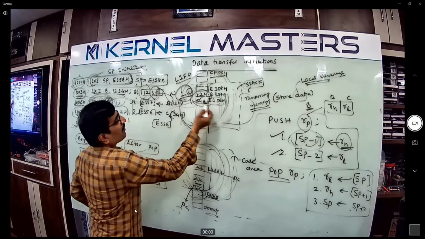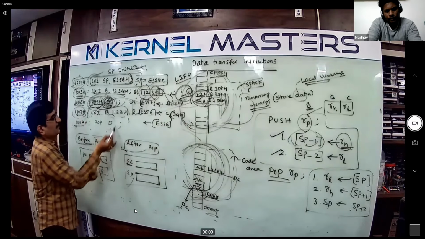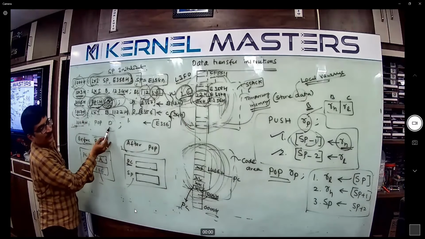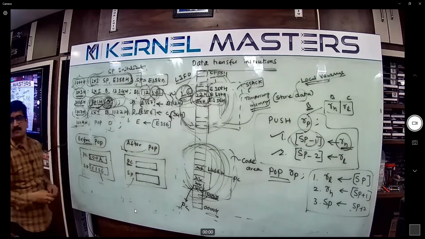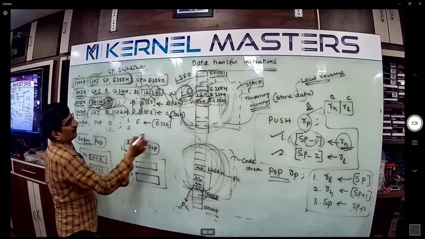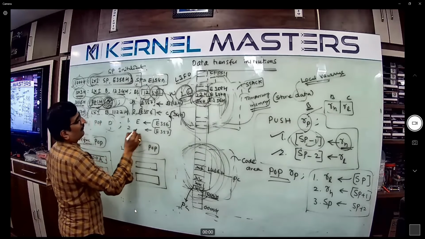Where can you transfer it? Register pair, higher byte or lower byte? Lower byte. Lower means which register? DE, the E register. Next one. What is at E357? Where can you store it? D. Okay.